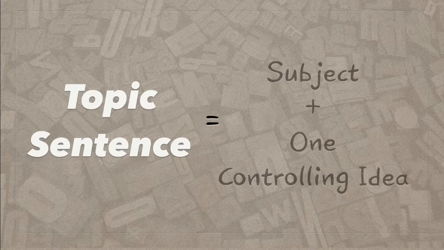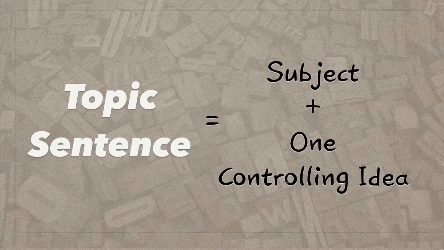Every topic sentence consists of two parts. Number one, a subject, and number two, one controlling idea. The subject is the main noun or nouns we're going to talk about, and the one controlling idea is how we are focusing on the subject.